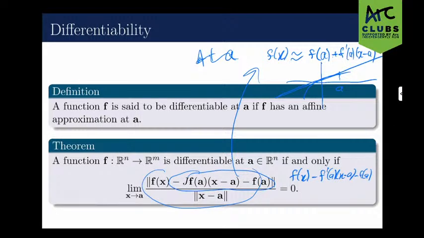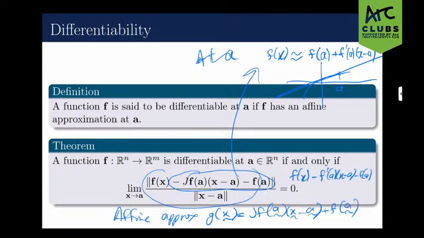So an affine approximation would be that. This bit here is an affine approximation for f, so that when I subtract them, that limits to 0 when x approaches A. Alright. Everyone good with this?